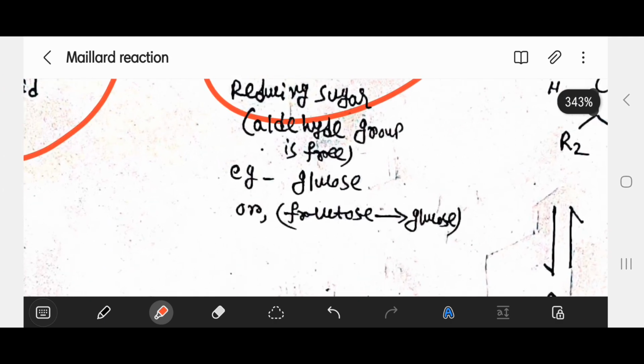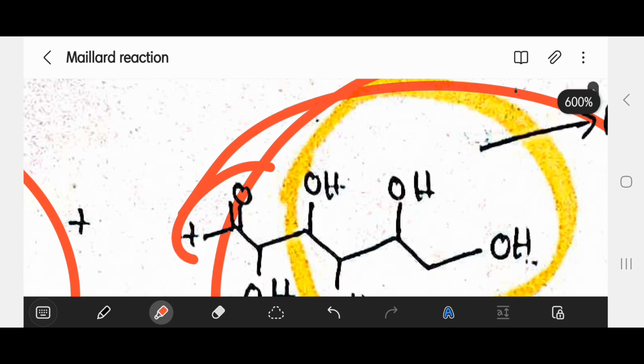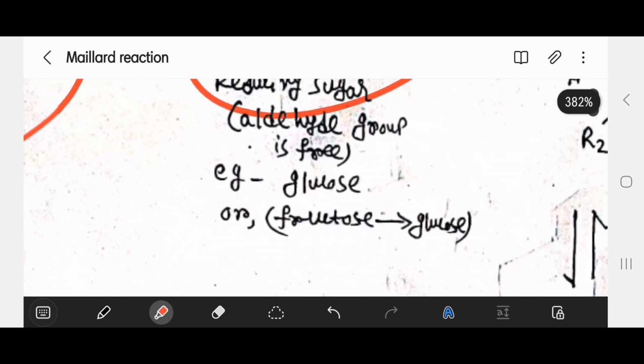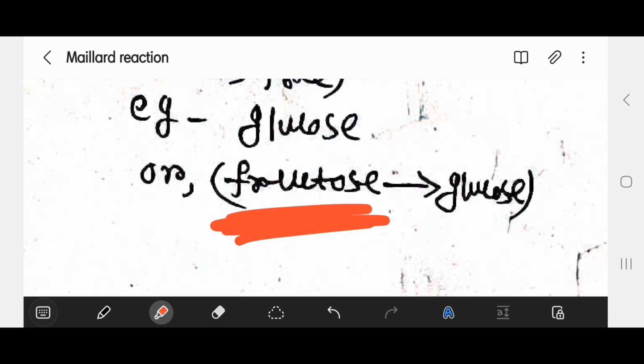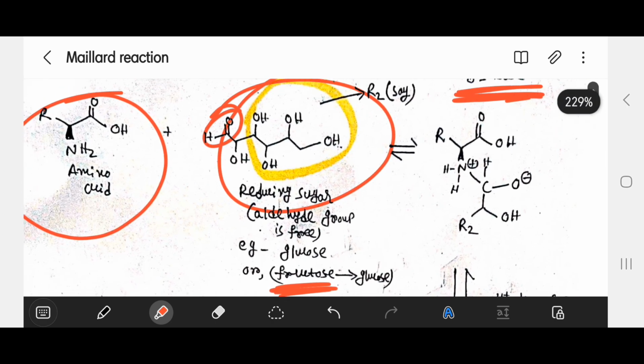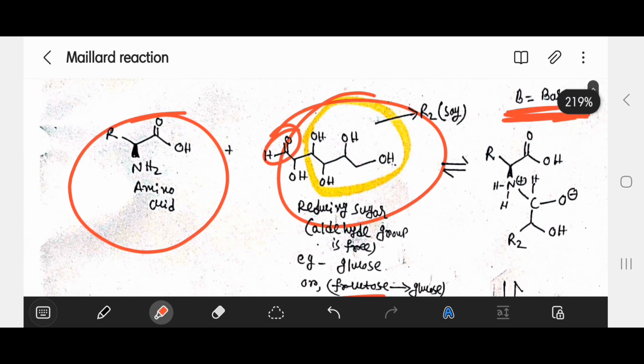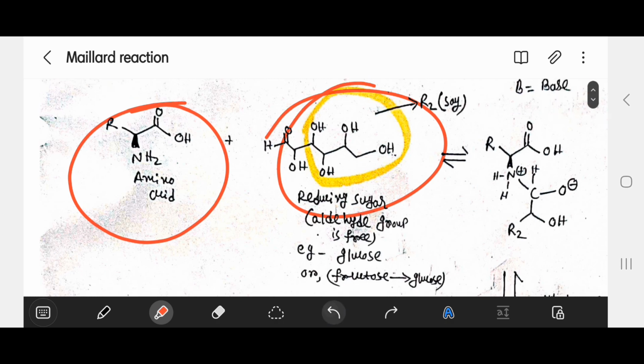So reducing sugar, the most common example is glucose, because it has a free aldehyde group in the open form, obviously not in the closed or cyclic form. And fructose can readily be converted to glucose, so it can also participate as glucose in the Maillard reaction. So let us discuss the mechanism of the Maillard reaction.